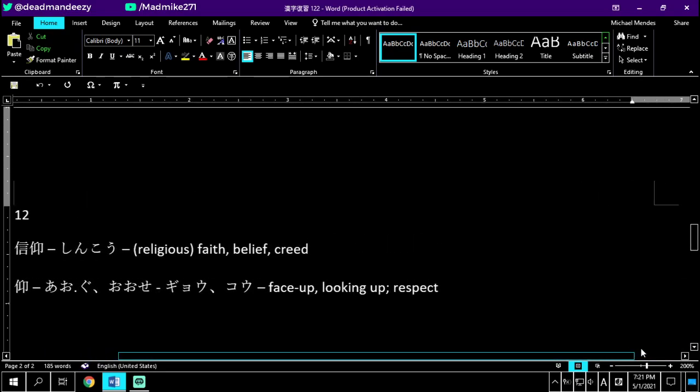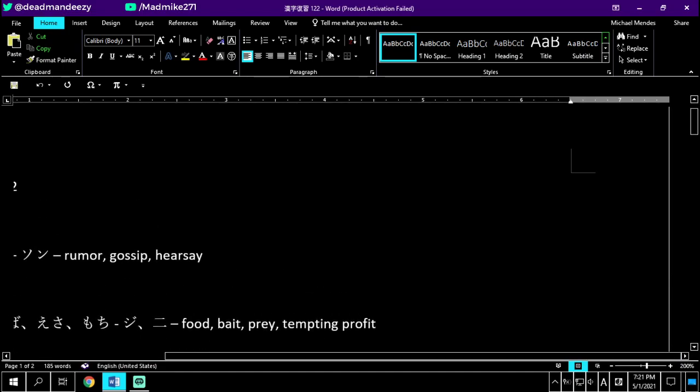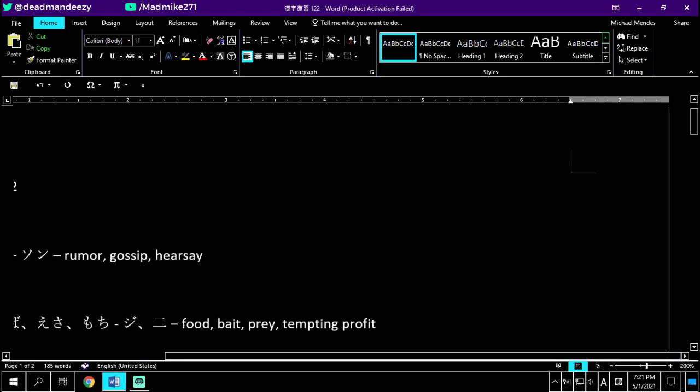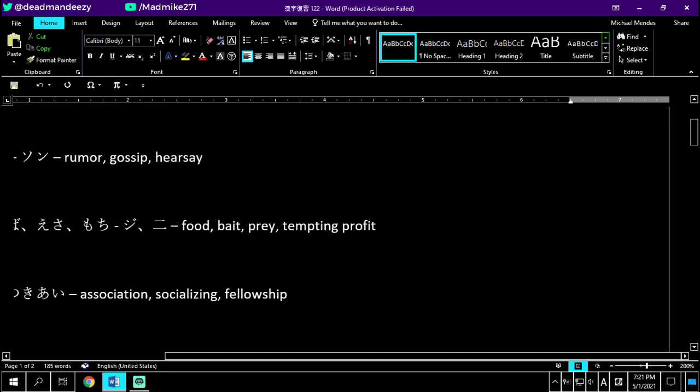A rumor, a gossip, or hearsay is uwasa. Uwasa. On, or food, bait, prey, or tempting profit. The one on the left is esa, eba, ji. That's right, esa, eba, ji. Association, socializing, or fellowship is tsukiai. Tsukiai is fellowship or association.